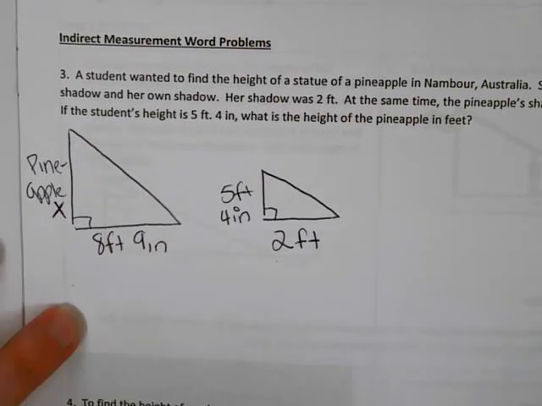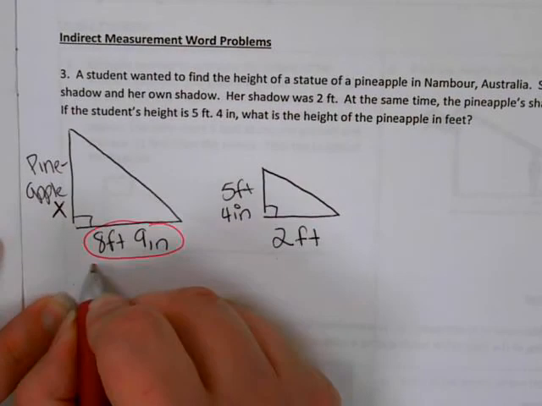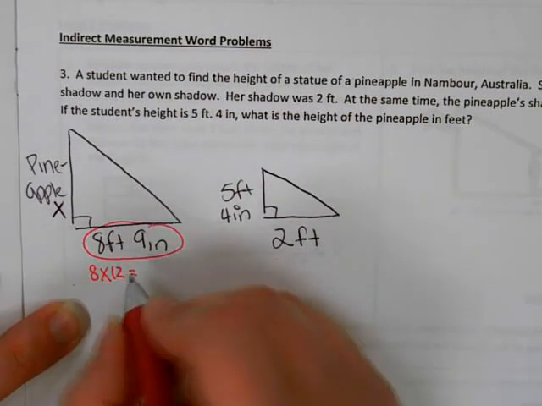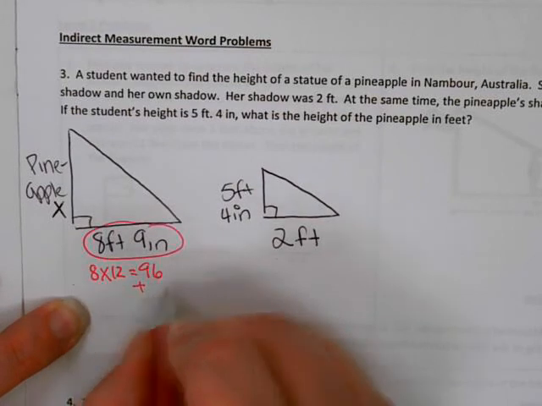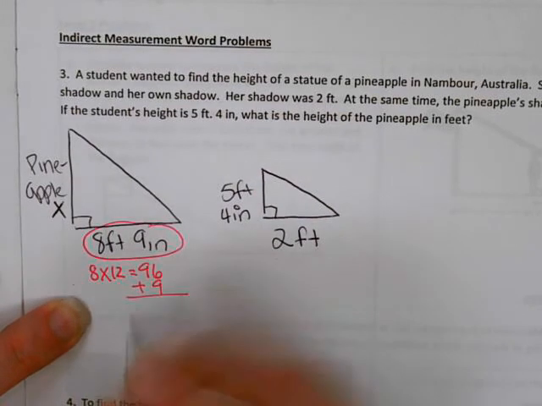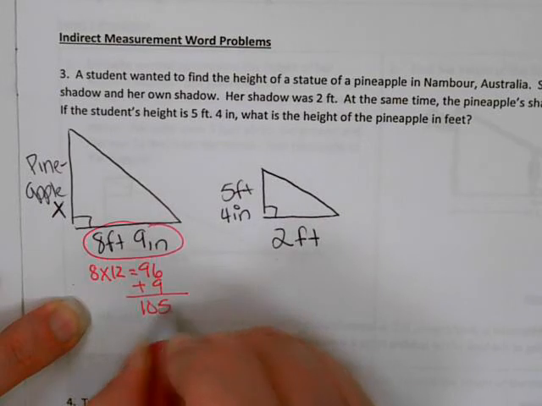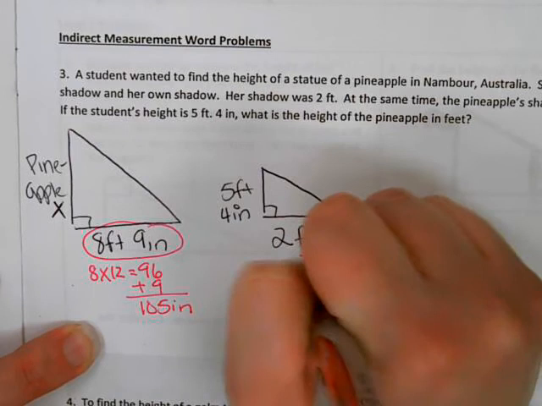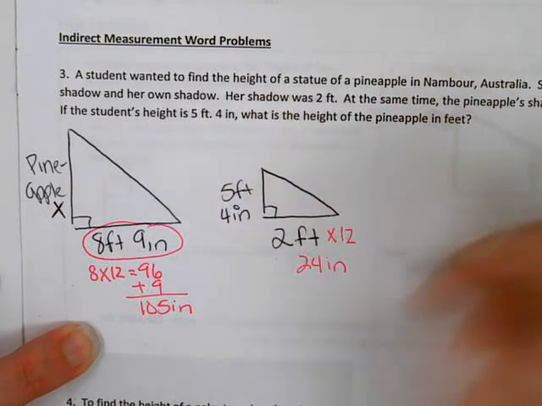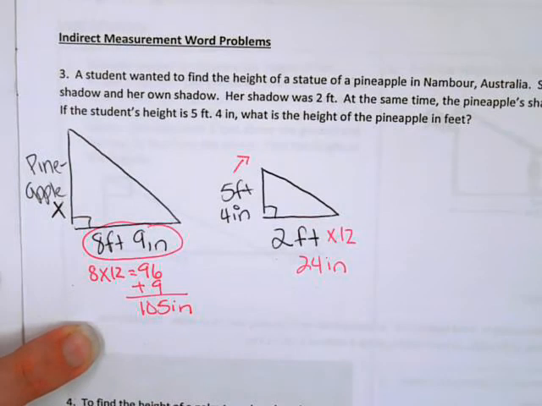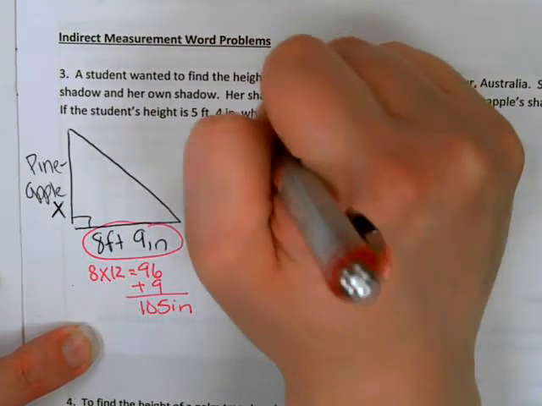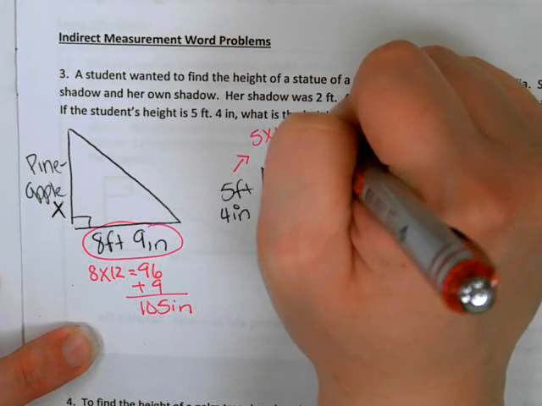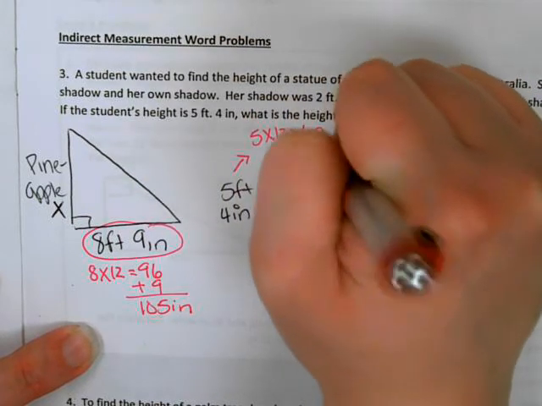So when you look at this 8 foot 9 inches, you're going to do 8 times 12, and that's going to get you to 96. And we're going to add the 9 in there. So we get a total of 105 inches. 2 feet should be nice and easy. Multiply by 12, you'll get 24 inches. And then the 5 foot 4, we're going to do 5 times 12 to get 60, and add the 4, so that's giving us 64 inches.